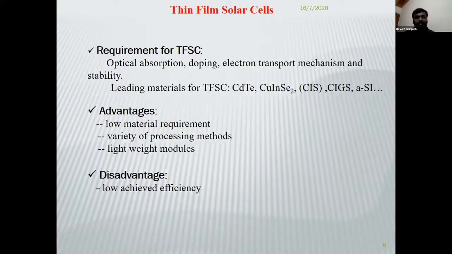What are the advantages? It has a low material requirement, a variety of processing methods are available, many people are currently working on thin film solar cells, and we can prepare lightweight modules. The only disadvantage is the very low efficiency. Nowadays people are achieving good efficiency, around 22%. People are working on thin film solar cells nowadays.